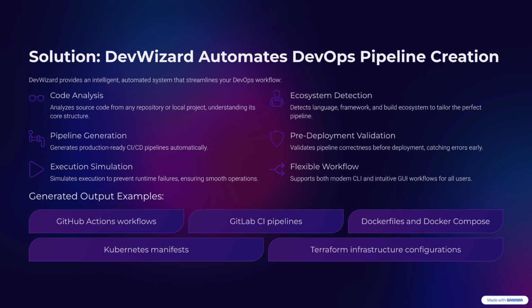But DevWizard goes beyond simple generation. It also validates and simulates the pipeline before export, ensuring the output is reliable and ready for real-world deployment. This transforms a traditionally manual, complex process into a fast, automated, and reliable workflow.